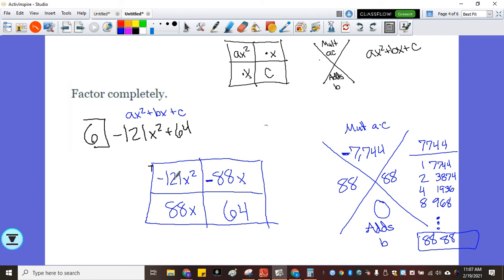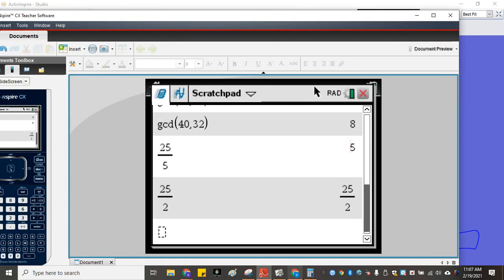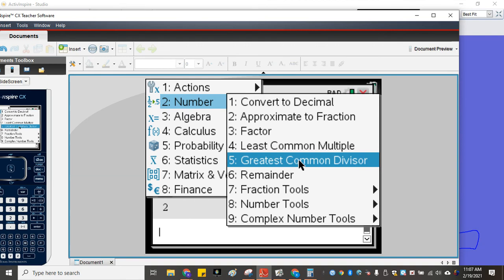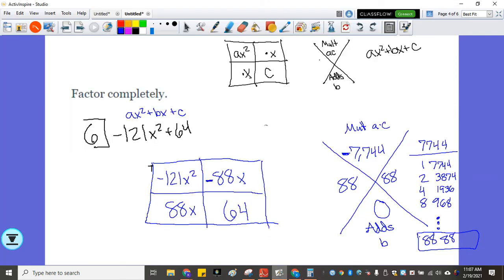Calculator time. 121 and 88. What is your greatest common factor between those? Because I don't feel like doing the factors right. So in your calculator, menu, number, greatest common divisor, and you're doing 121 and 88. 11.